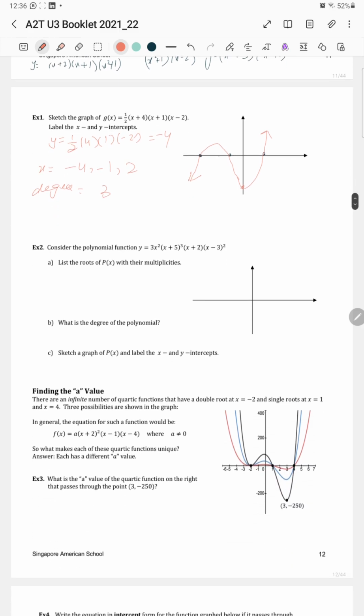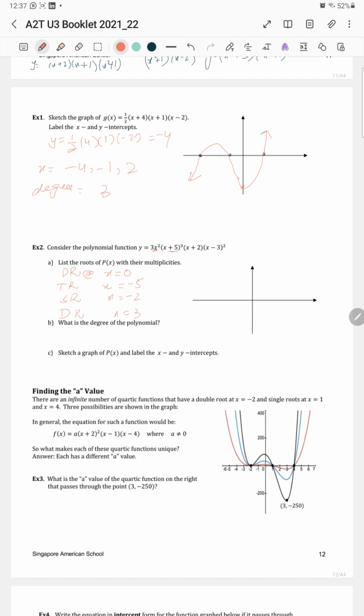Consider the polynomial function y is equal to 3x square (x plus 5) whole cube (x plus 2)(x minus 3) whole square. List the roots of the p of x with their multiplicities. x square means double root at x is equal to 0. (x plus 5) whole cube means triple root at x is equal to minus 5. Single root at x is equal to negative 2, and double root at x is equal to 3.